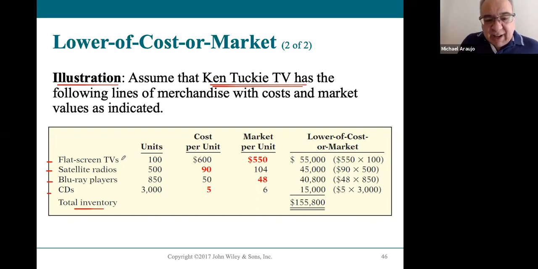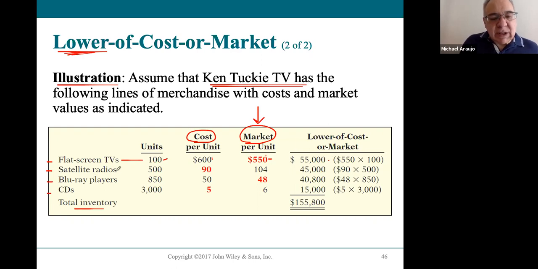So let's take a look at our flat screen TVs. We got 100 of them in our stock. We actually paid, that's the cost, $600 for each of these TVs. However, if we bought it again today, we would only pay $550. So the lower of cost or market would say we value it at the lower, which 550 is the lower of the two numbers. So these 100 TVs will be valued in inventory at $550, or $55,000 worth of televisions in our store.